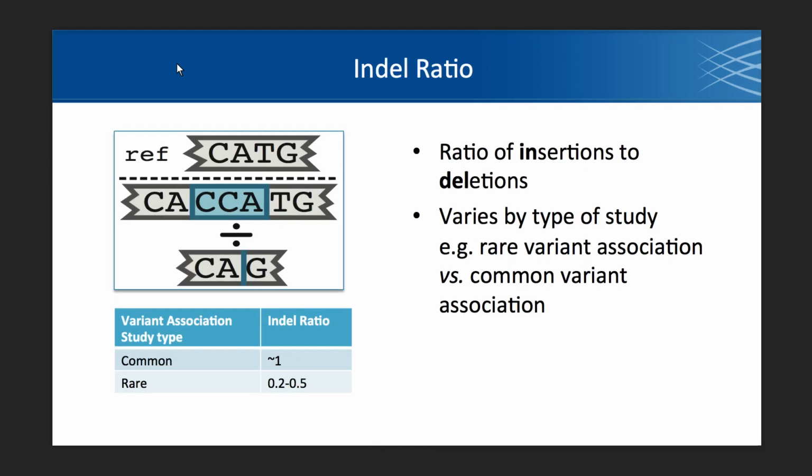Indel ratio is hard to measure. You need to distinguish between common and rare, or sometimes we use known and unknown as a proxy for common and rare. In common, we have around a ratio of 1, and in rare, it's more like between 0.2 and 0.5. So it's a little hard to know whether the variants that you're using are common or rare when you're working, for example, with a Finnish population. Which of those cutoffs do you use, right?